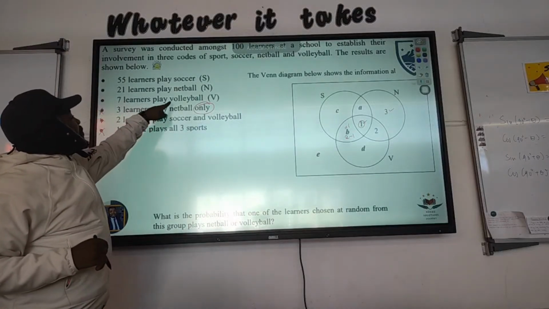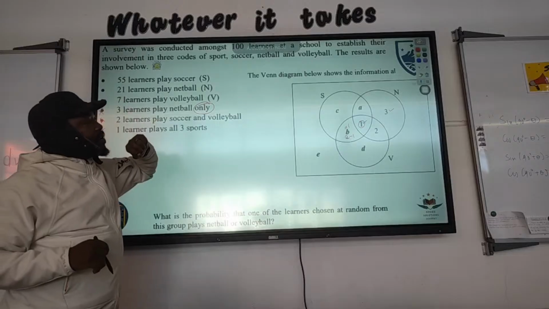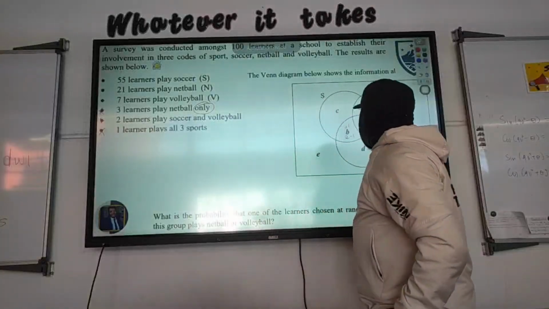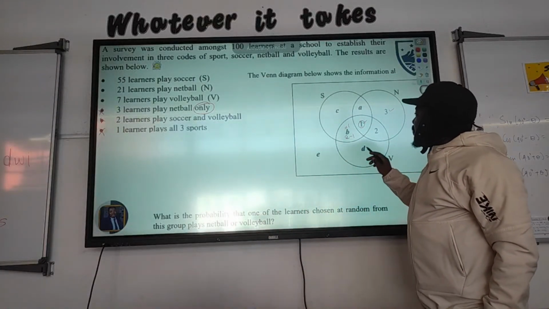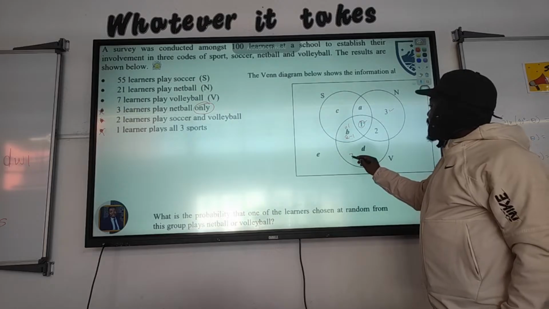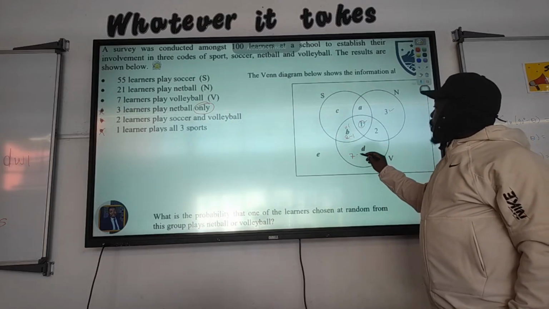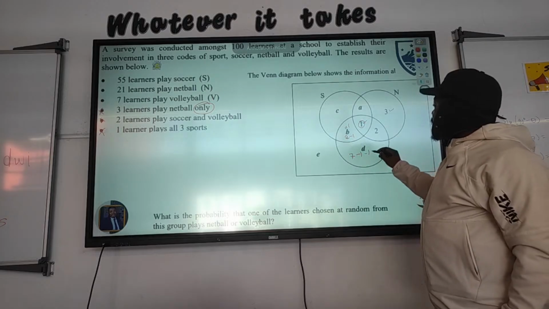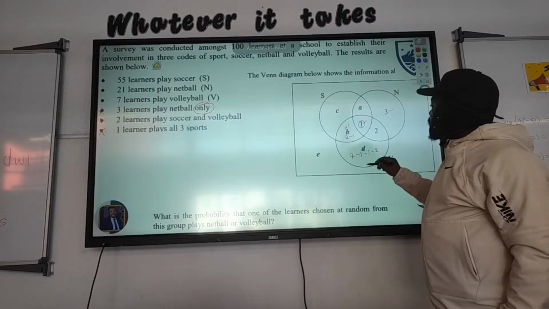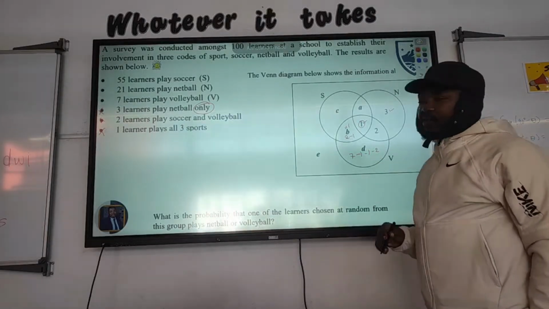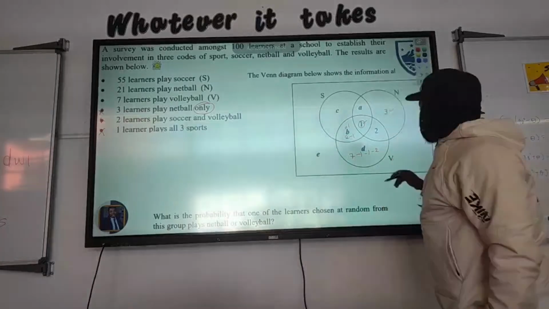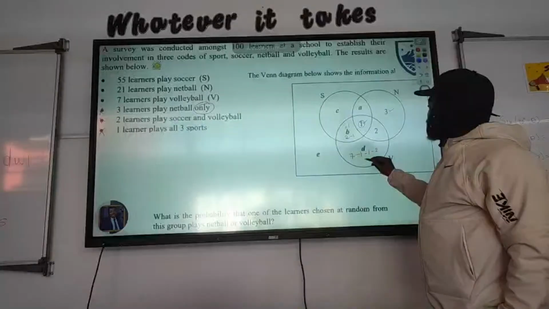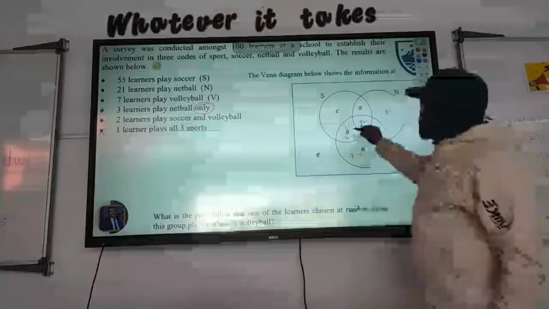We have 7 learners playing volleyball. This is the second. We have 7 that are playing volleyball. So we have 7 minus this one intersection, minus the other intersection, which is 1, and then we minus 2 because we already counted those learners. So our total number will be 7 minus 1 minus 2 gives us 3. So this will be 1.